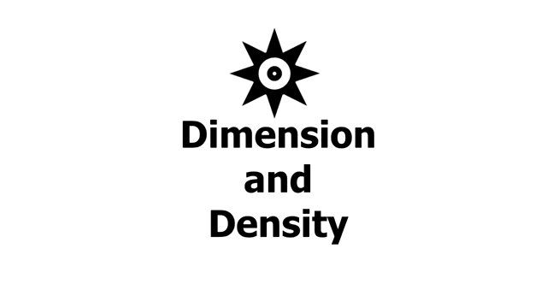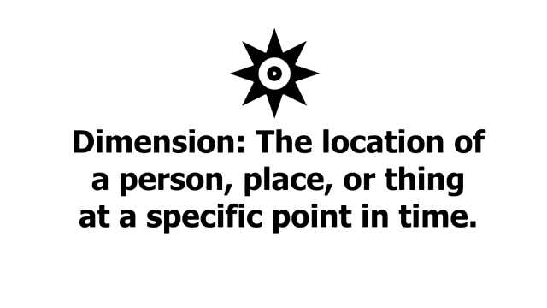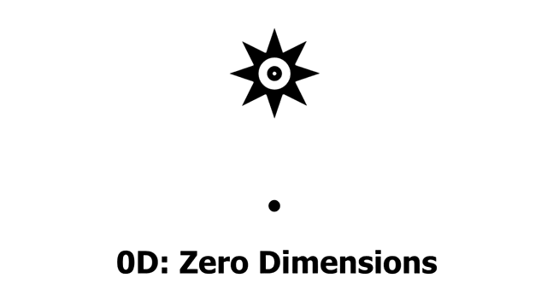To help get onto the same page as to what's a dimension and what's a density, we'll discuss each of them, starting with dimensions. Dimension most commonly refers to the location of a person, place, or thing at a specific point in time. If something was to have 0 dimensions, we could visualize that as a single point, or a dot. It exists, but it doesn't exist in any particular place.